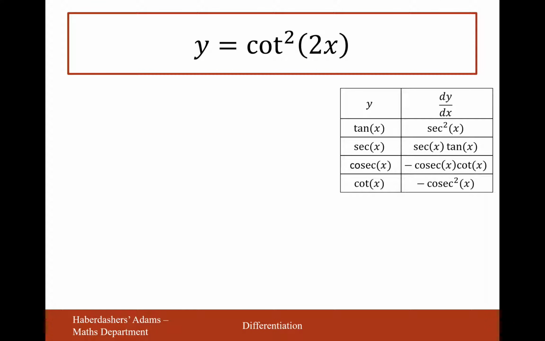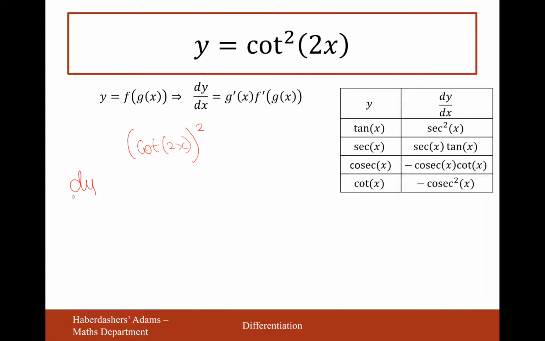Moving on to the next one, cot squared 2x. Well, in this case here, this is a little bit more tricky. It's going to be cot 2x that's inside the bracket. That's the inside function, and then square is going to be the outside function. So the derivative in this case, derivative of cot 2x is going to be minus the 2. Remember, if the 2's inside the bracket, that pops out as a scale factor as well by the chain rule.